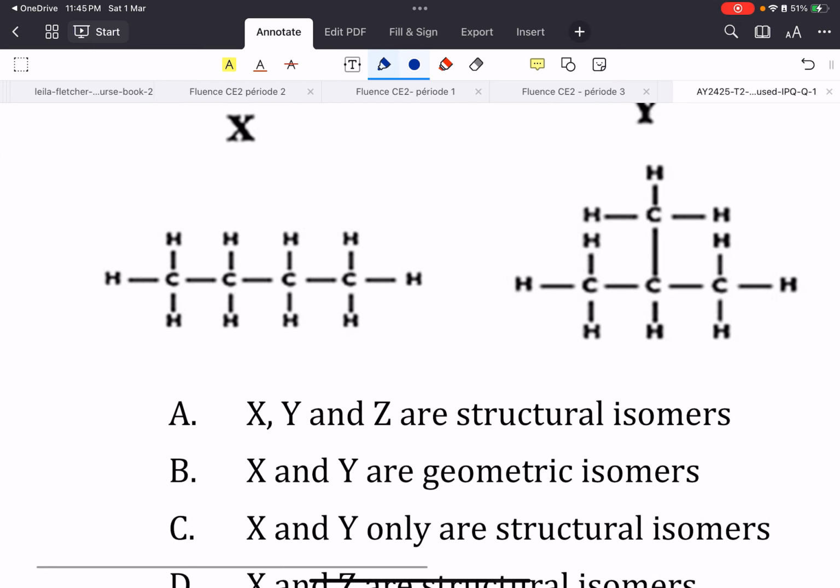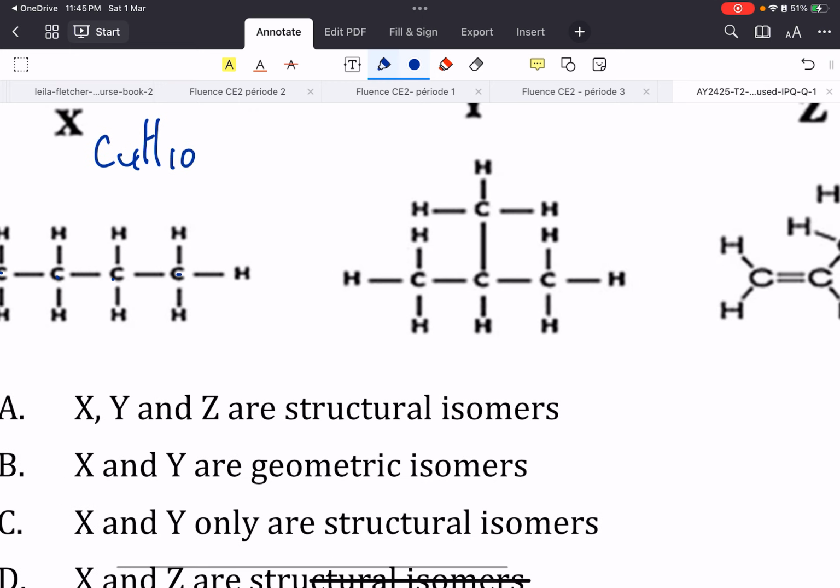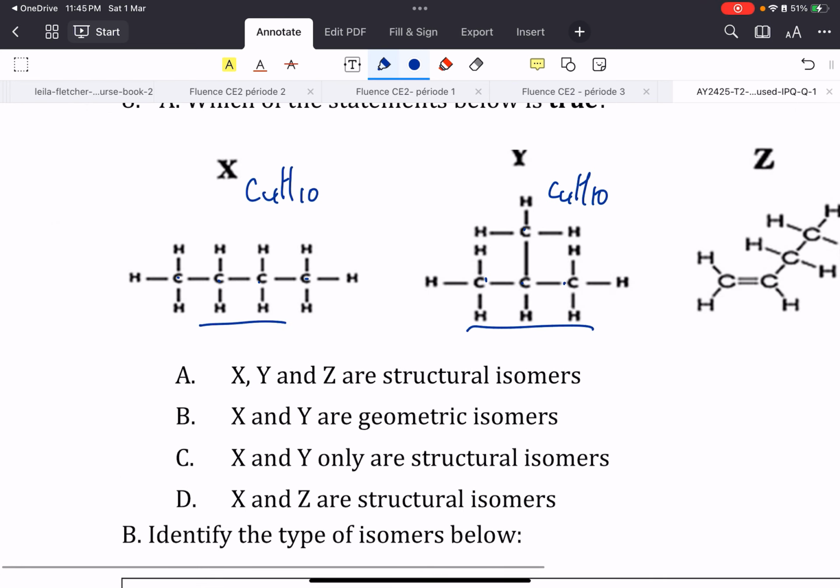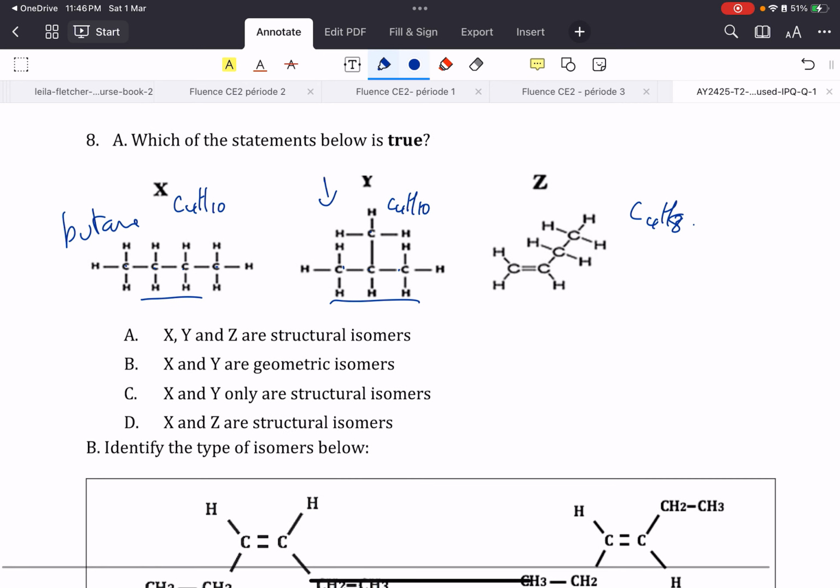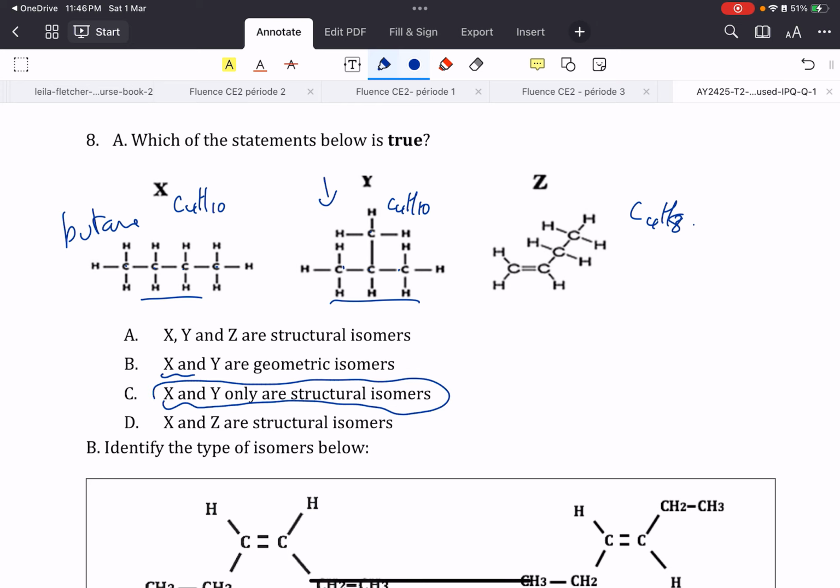So first, let me look at the compounds. 1, 2, 3, 4, H10. But these 2 are definitely isomers because this is a butane and this is a methylpropane, the second one. Now this one is not an isomer with them because I see a double bond over here. So 1, 2, 3, 4, H8. Anyway, this is a butene. So X and Y are structural isomers. That's it.